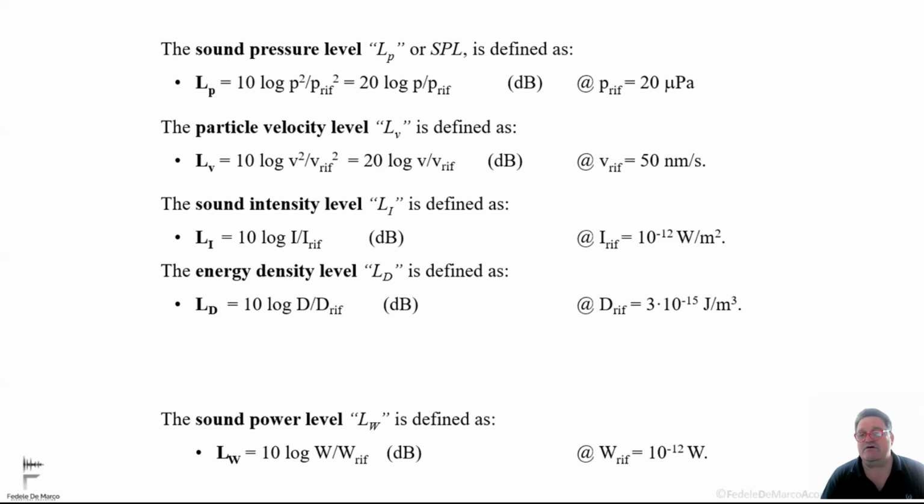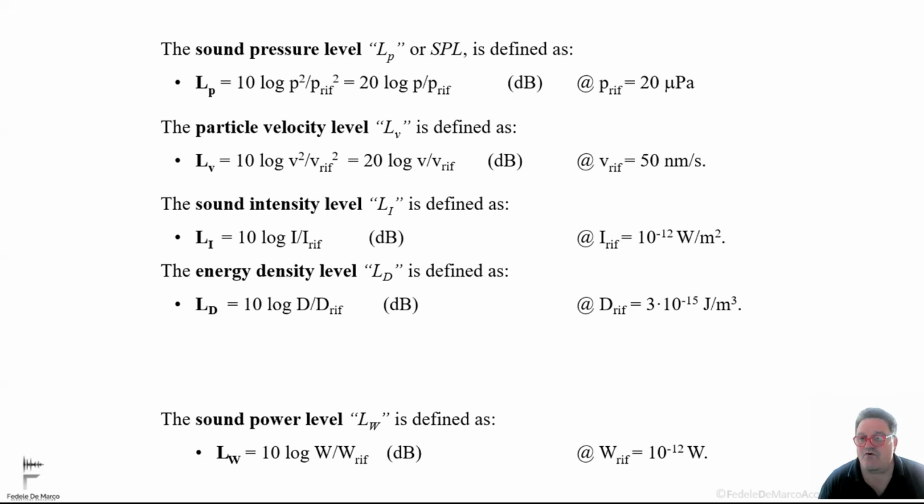In acoustics, we use five levels in decibel. A value expressed in decibel is called a level. So we have the sound pressure level, the particle velocity level, the sound intensity level, the energy density level, and the sound power level, and each of them has its reference value.